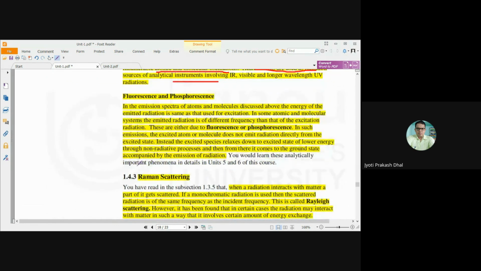And another two types of spectra are there, called fluorescence and phosphorescence spectra. In the emission spectra of atoms and molecules discussed above, the energy of the emitted radiation is the same as the energy of the excitation. But in some atomic and molecular systems, due to their characteristics, the emitted radiation has a different frequency than that of the excitation radiation. These are due to either fluorescence or phosphorescence.